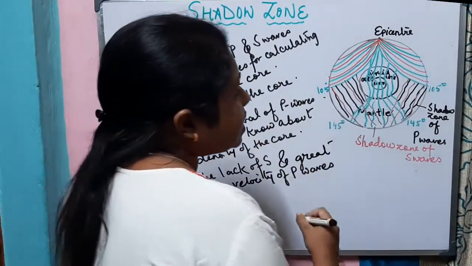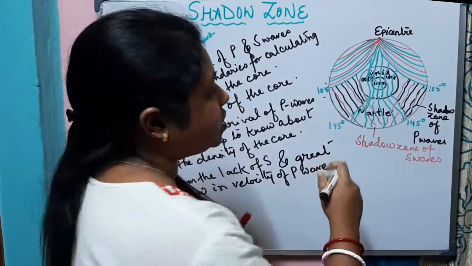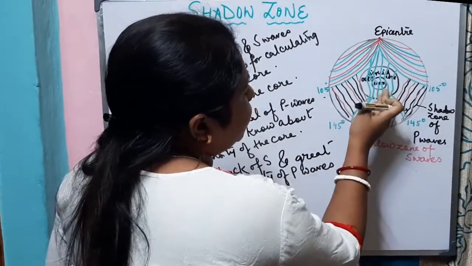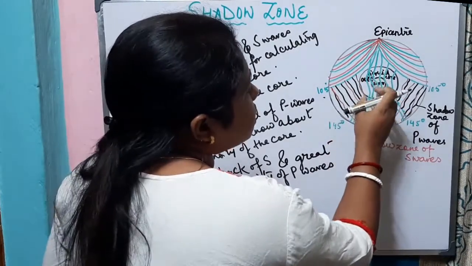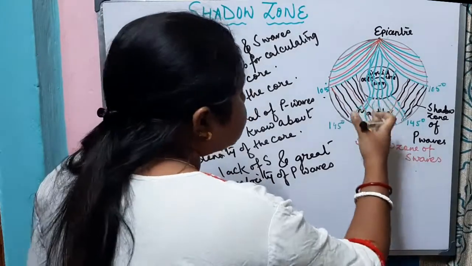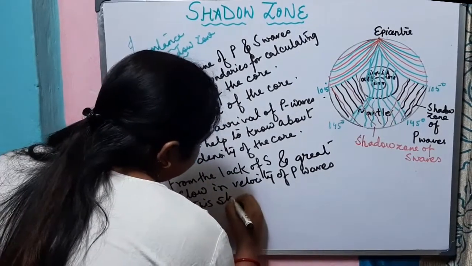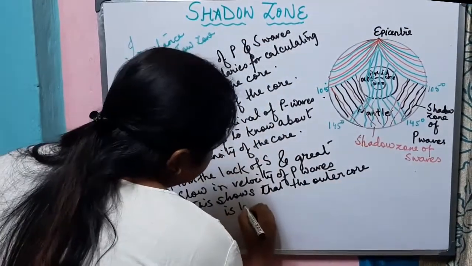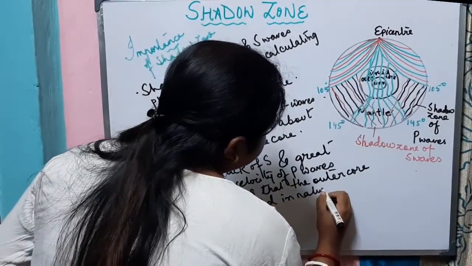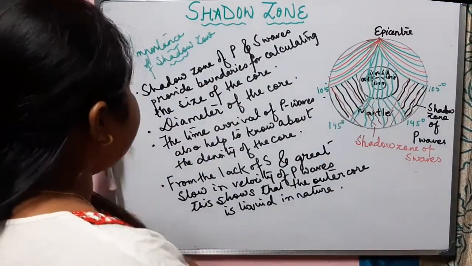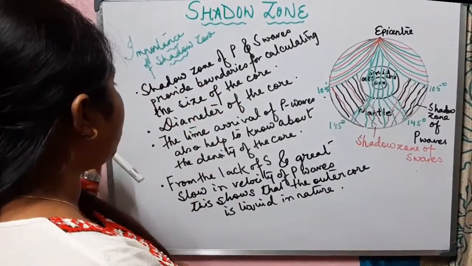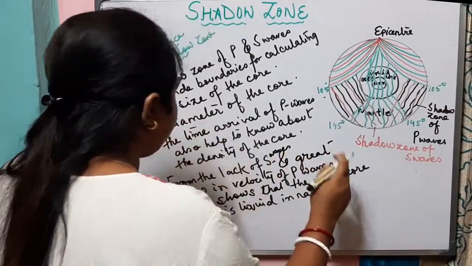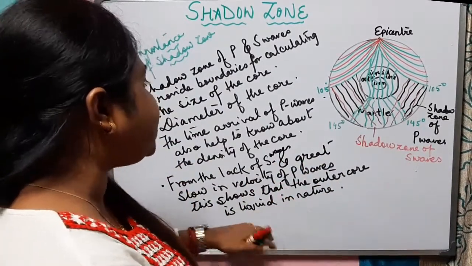I've already told you that as the waves change material, the velocity changes. So the P waves, when moving through a solid material and then the material changes from solid to liquid, we see that the velocity has reduced. And as this velocity has reduced, it has led to refraction. So this shows that the outer core is liquid in nature. So these are the importance of the shadow zone. It provides boundaries for calculating the size of the core, the diameter of the core, and the time arrival of P waves also helps to know about the density of the core. And from the lack of the S waves and great slow in velocity of P waves, this shows that the outer core is liquid in nature.